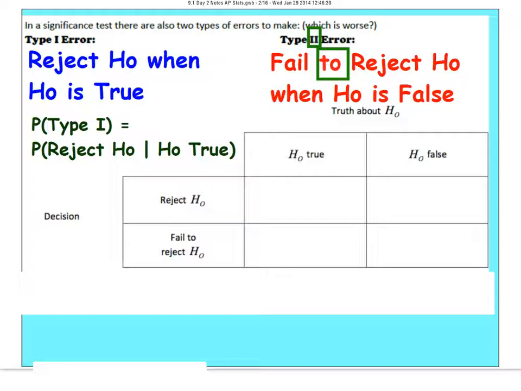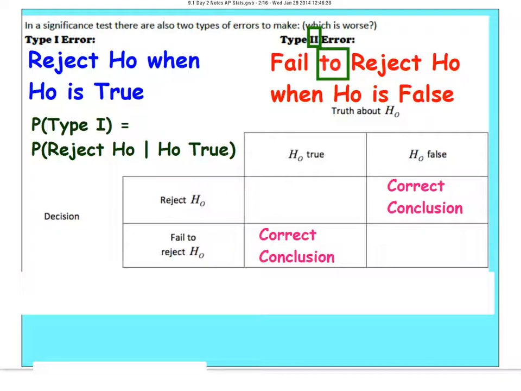Well, let's think about it. If H sub O is false, I would say that I reject H sub O. So rejecting H sub O and H sub O false, this would be a correct conclusion. So that's correct. There's no error in that one. The other one is if H sub O is true, well, I want to fail to reject H sub O, right? In this box here, this is also a fair conclusion.